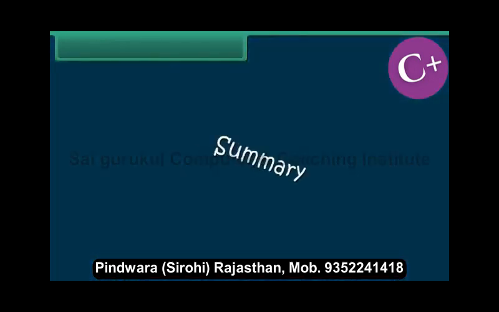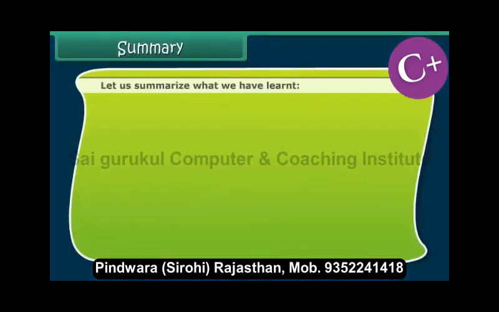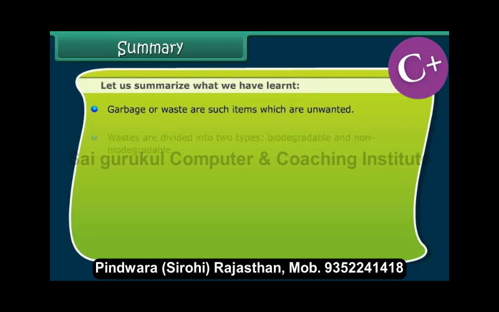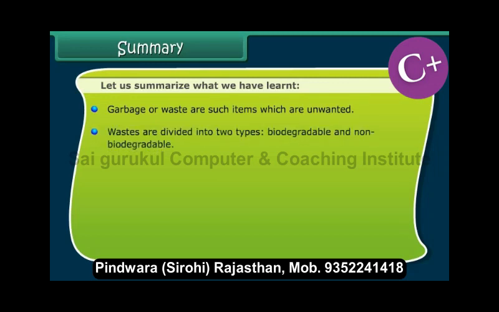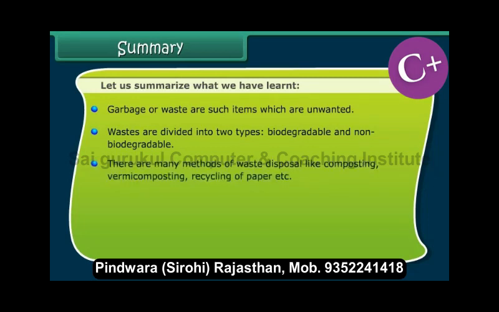Summary. Let us summarize what we have learned. Garbage or waste are such items which are unwanted. Wastes are divided into two types: biodegradable and non-biodegradable. There are many methods of waste disposal like composting, vermicomposting, recycling of paper, etc.